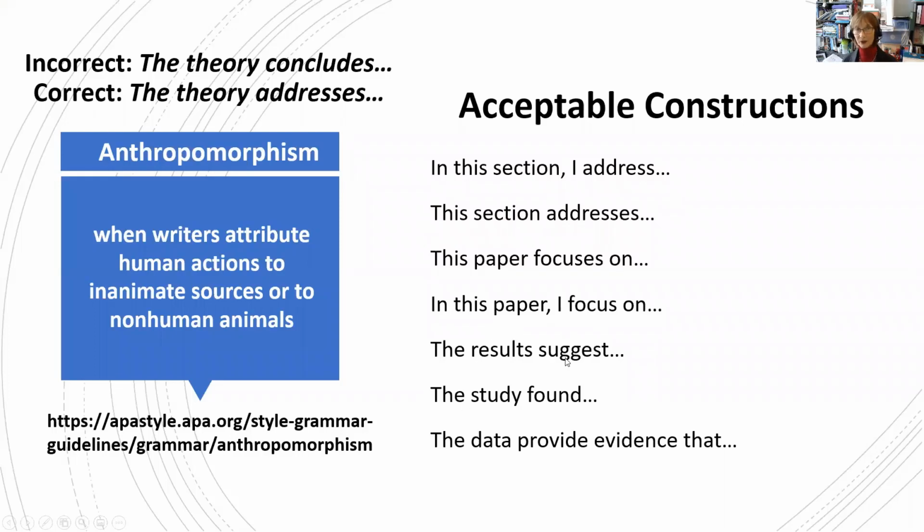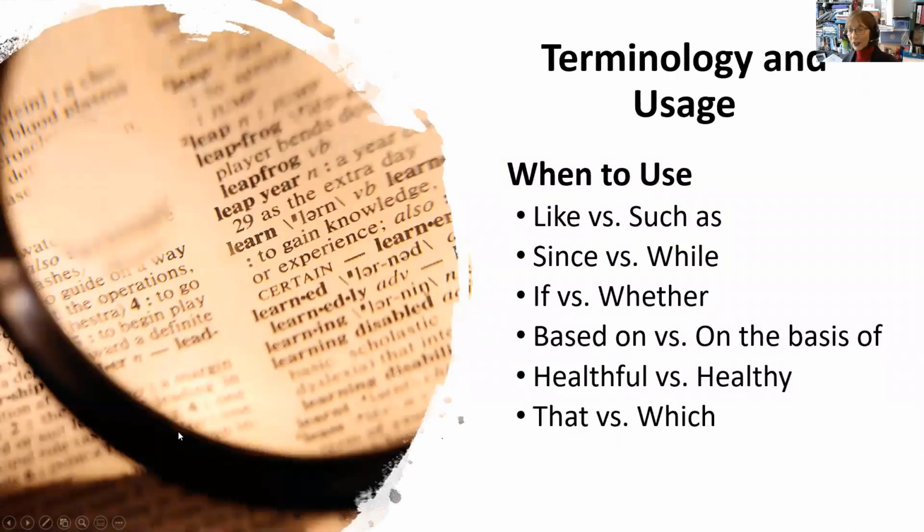The acceptable constructions that I have there on the slide are pulled right from the APA manual, and you can see that they're using first person or not if you want to vary that. In this section, I address, or this section addresses. The study found, the results suggest, or using the first person are acceptable constructions. If this is hard to remember, just go back to the acceptable constructions. That's not cheating. That's good writing. Then you learn to do it on your own eventually.